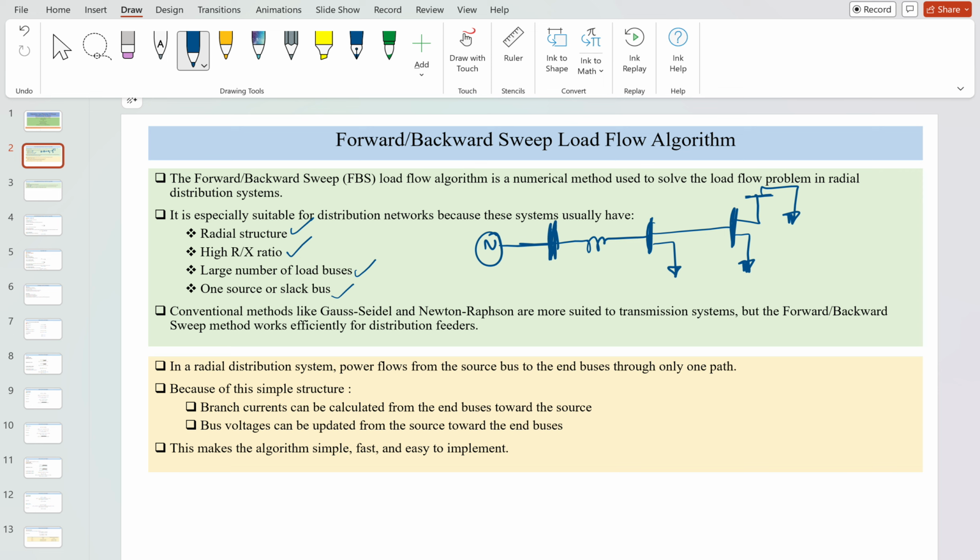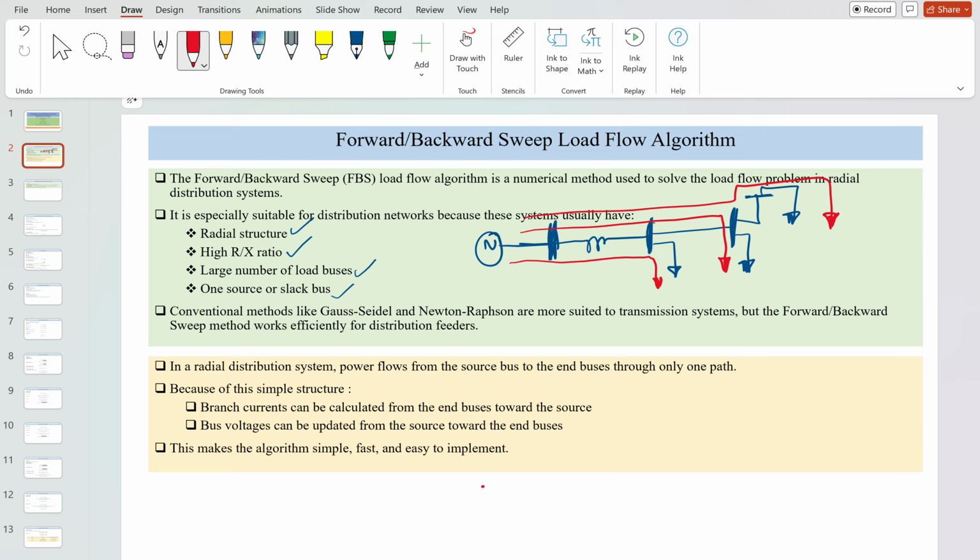When you see this network structure, it is basically a radial structure. There is no ring kind of structure, no closed loops formed, so there is only one direction of flow. Suppose the current is flowing like this, and the second load current is flowing like this, and for the third, the current is flowing like this. So this is a radial structure.